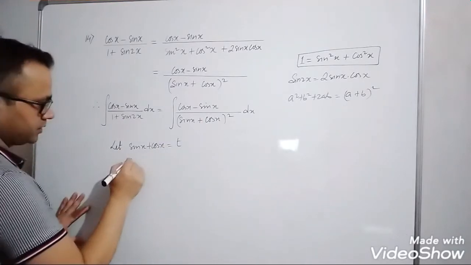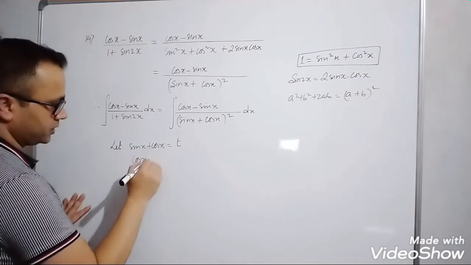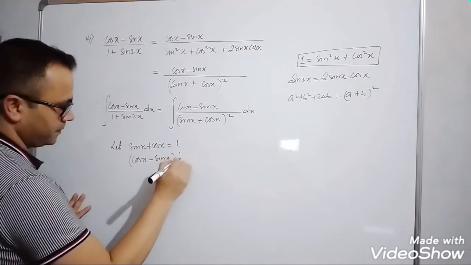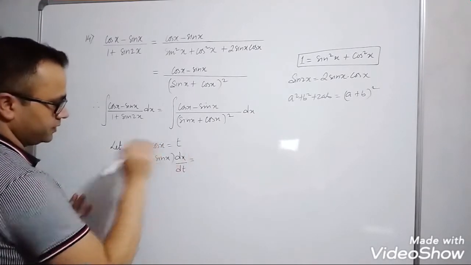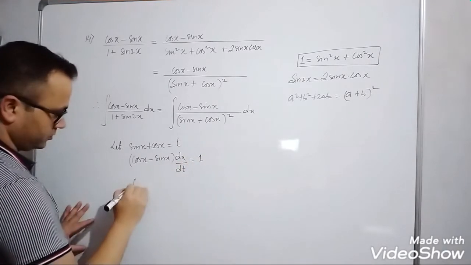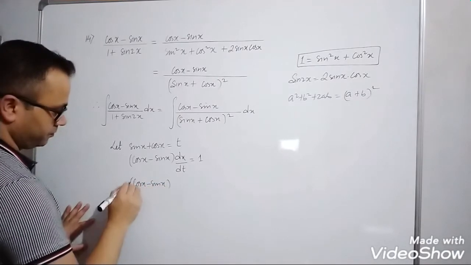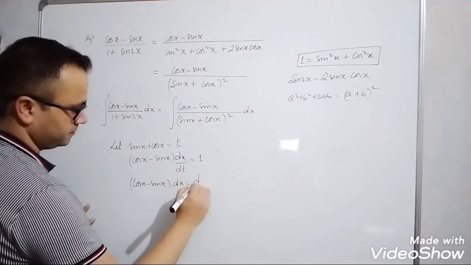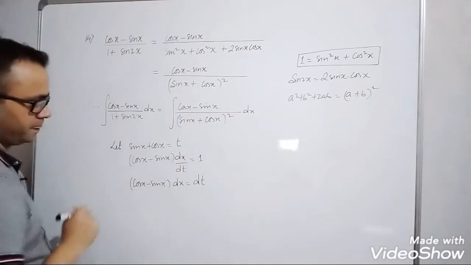Now the differentiation of sin x is cos x. What is the differentiation of cos x? It is minus sin x. Differentiating with respect to t, the differentiation of t is 1. So cos x minus sin x dx equals dt into 1, which is dt. So cos x minus sin x dx is dt.